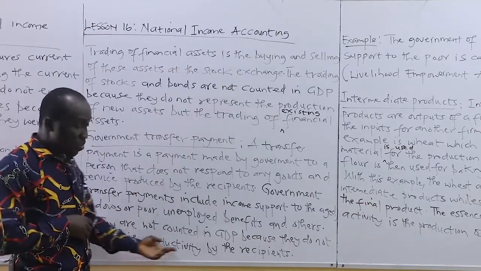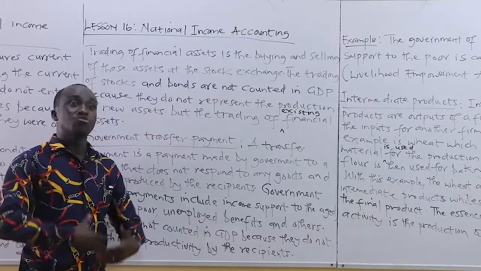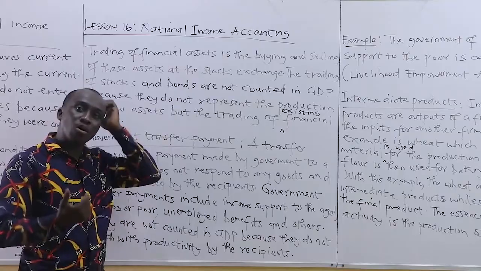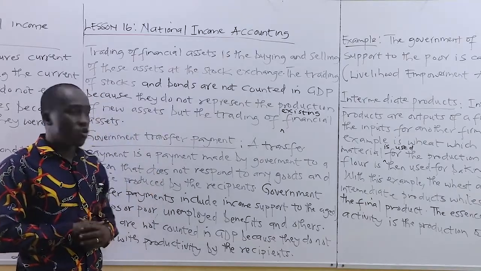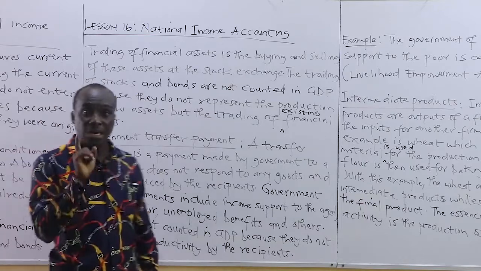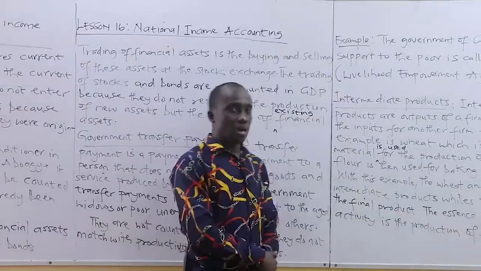In the US, they have unemployment benefit. In the UK, they have something called furlough. Furlough is also money the government gives to people who are in need. So everywhere in the world, they do these things to support people who are economically disadvantaged. Such money we call government transfer payment, and it's not added to the year's GDP because the money they receive does not match with productivity.